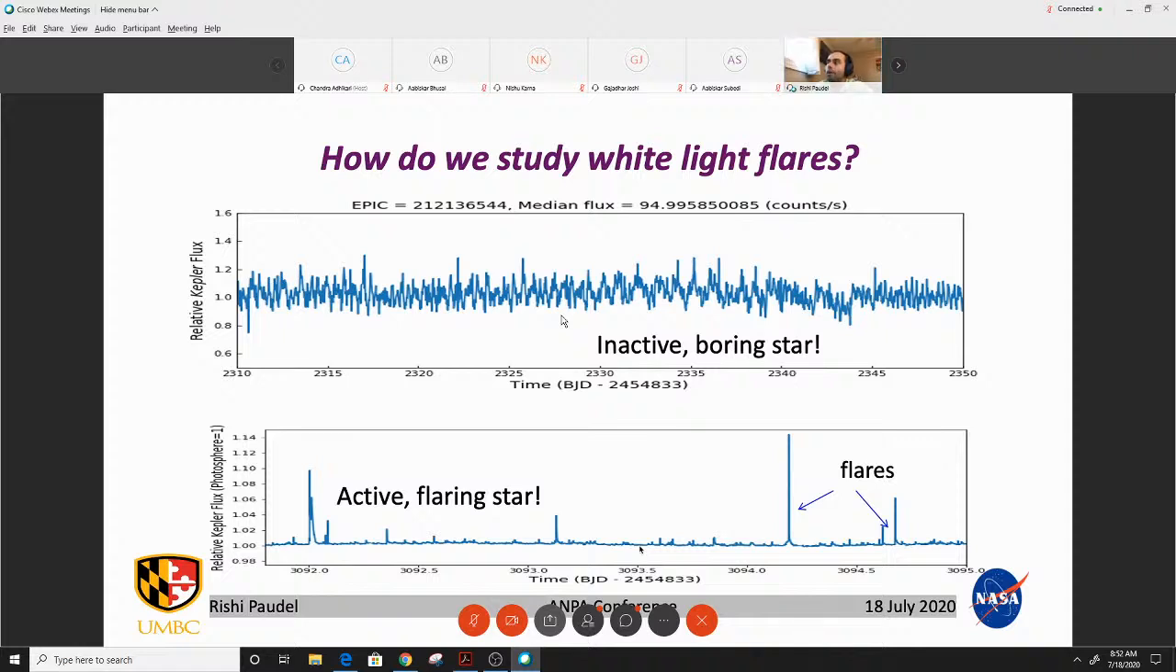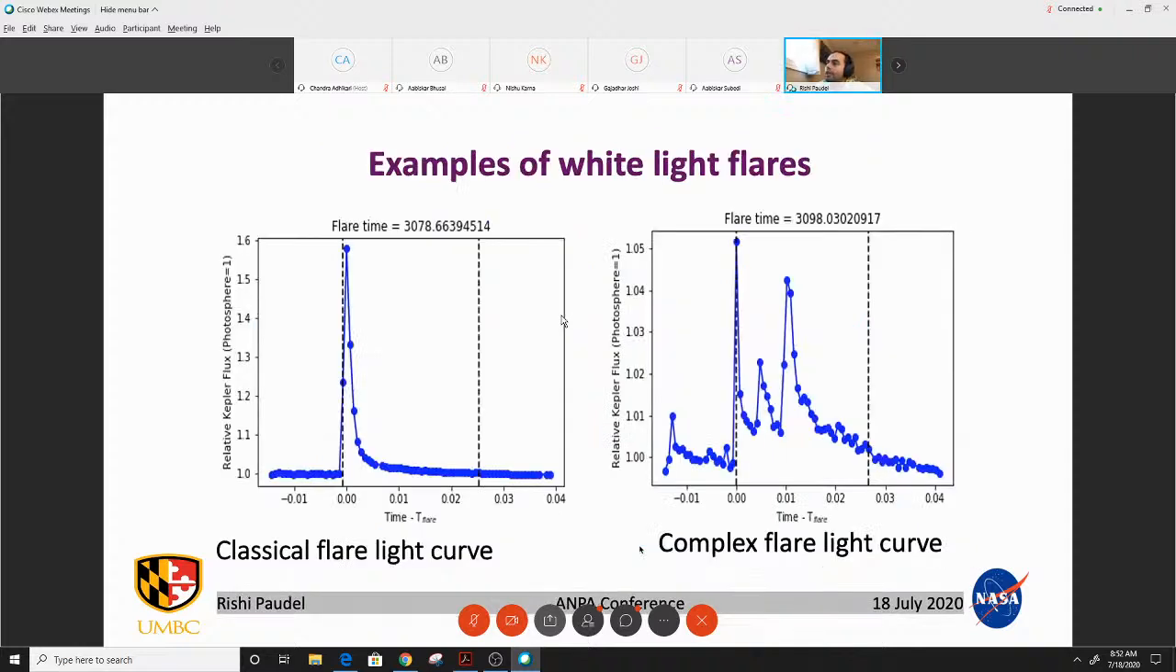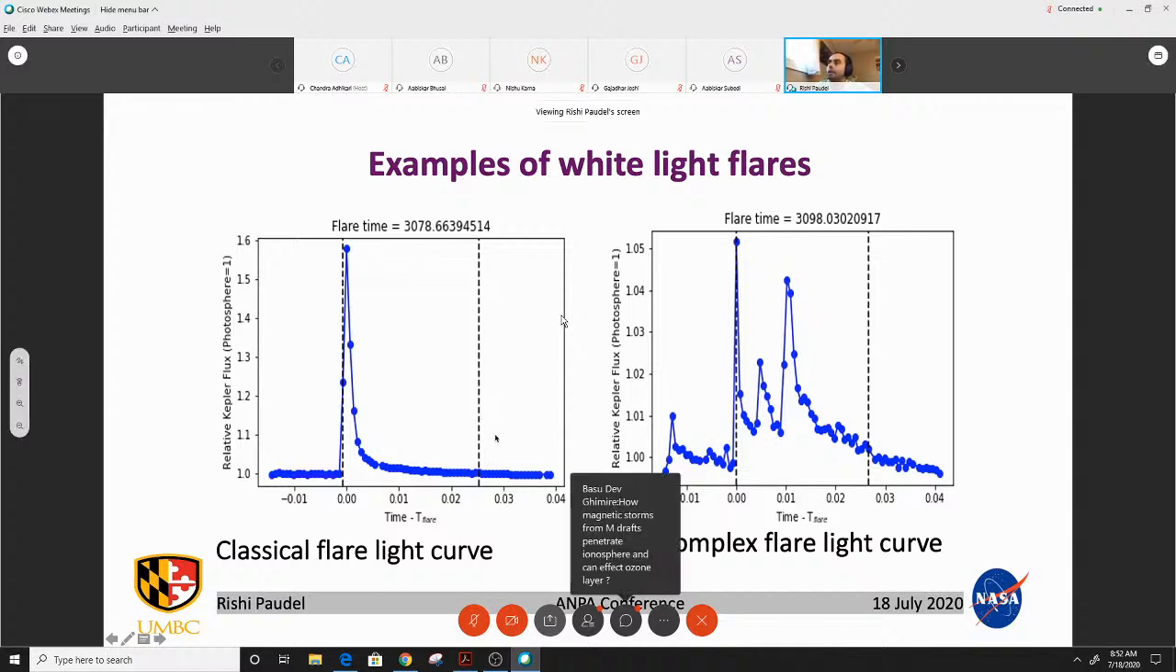These are the examples of white light flares. The flare can have a single peak or multiple peaks. If it has a single peak, then it is called a classical flare, and if it has multiple peaks, it is called a complex flare.